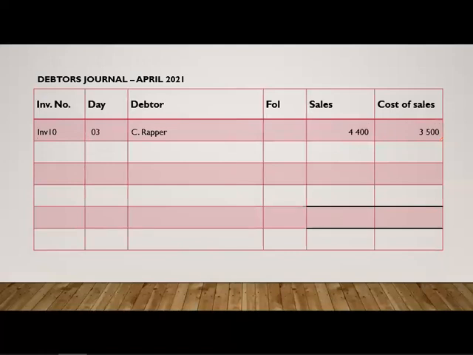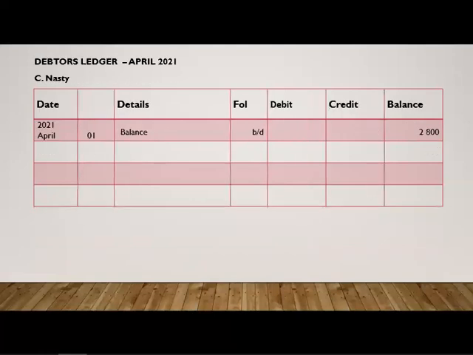Invoice 11, the date will be the 12th, and the sale was to C Nesty. The selling price was 1,500 and the cost price was 980. And this will be recorded in C Nesty's general debtors ledger account. Already C Nesty is owing us 2,800, and when we add this amount, that should be the 12th.